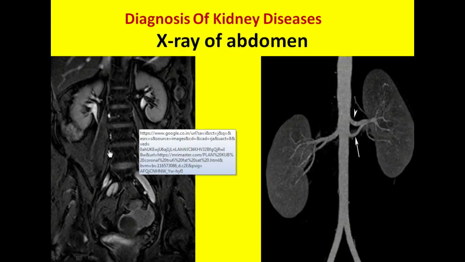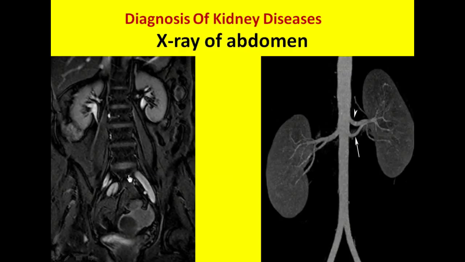MRI gives a clearer picture of the soft tissue, the skin and the muscle, and also the fat surrounding the kidney. So whenever there is infection, this area becomes inflamed, and this is more clearly seen in an MRI. The other advantage of MRI is the MRI angiogram. Angiogram detects the blood flow to the kidney, the blood supply to the kidney.